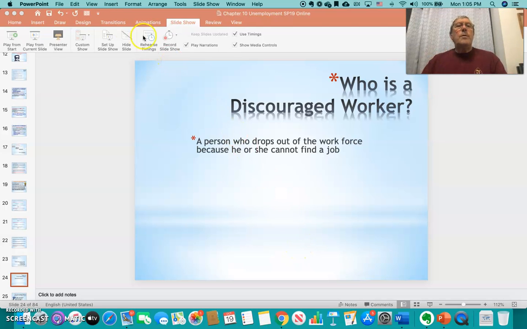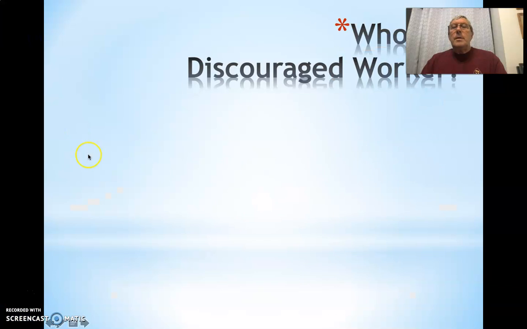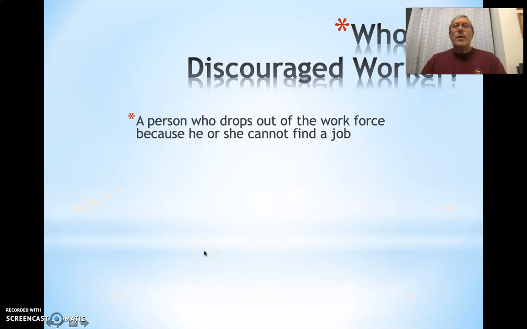So this is part 2 of the unemployment chapter in our textbook. And we are going to finish up with who is a discouraged worker.